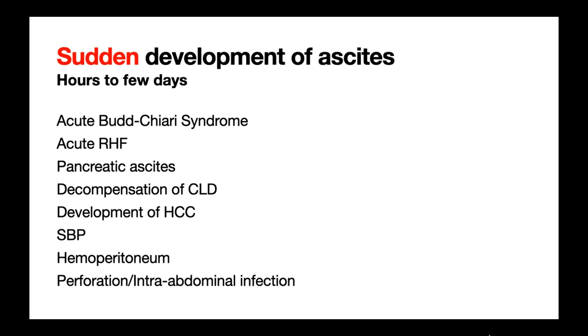So another condition which you can witness is a sudden development of ascites over a few hours to a few days. If this is the scenario, then you must think of, like I said, acute Budd-Chiari syndrome, acute right heart failure, which can be because of sudden massive pulmonary embolism, or some other acute right ventricular or inferior wall MI. Then the pancreatic ascites also develops over just a few days.